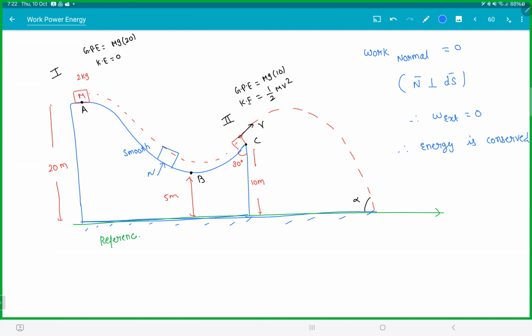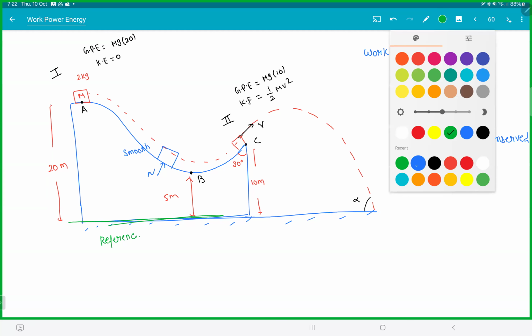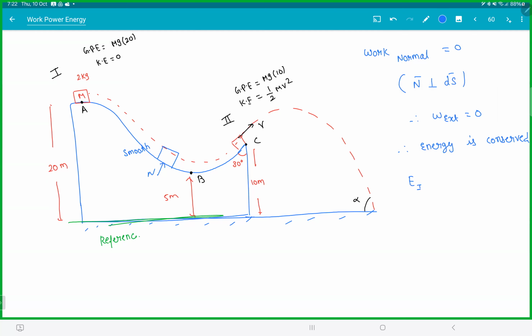Therefore, initial energy is equal to final energy. So energy in state 1 is equal to energy in state 2. So initial energy is mg20, equal to mg10 plus half mv square. M cancels. We will get 100, root of 200 is v. That is your speed, 10 root 2.